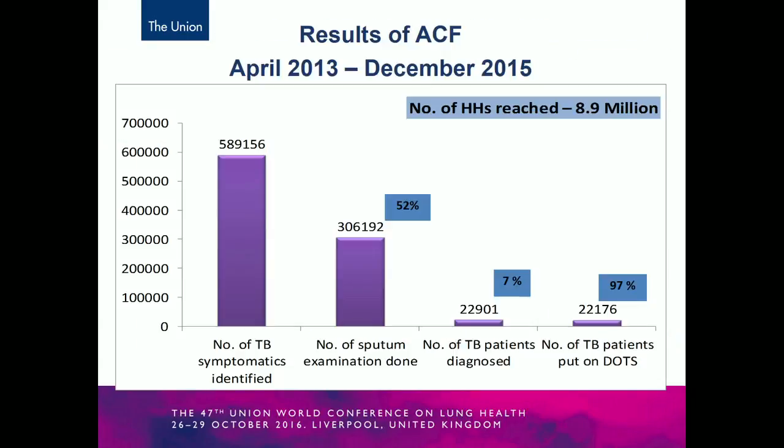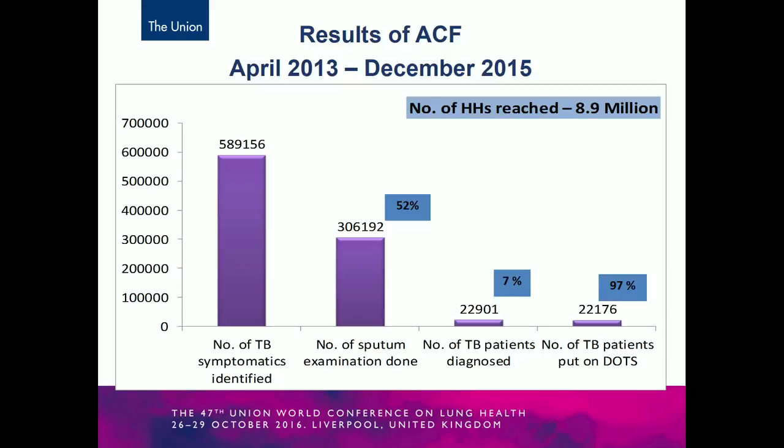The results of active case finding: from April 2013 to December 2015, we have reached nearly 9 million households through this intervention, and we have identified 590,000 TB symptomatics. 52% were examined for sputum examination, and 7% were found to be positive, and 97% are on treatment.